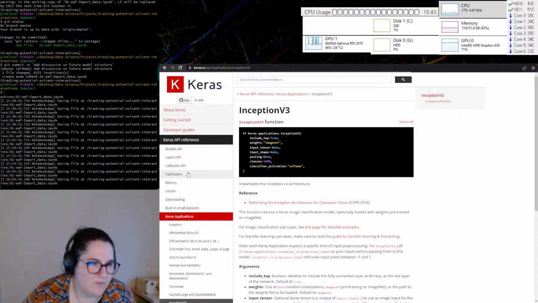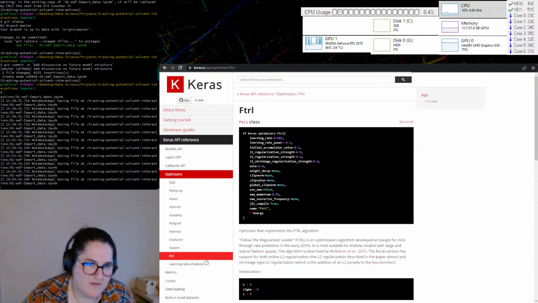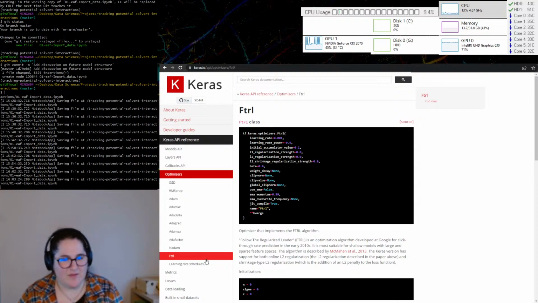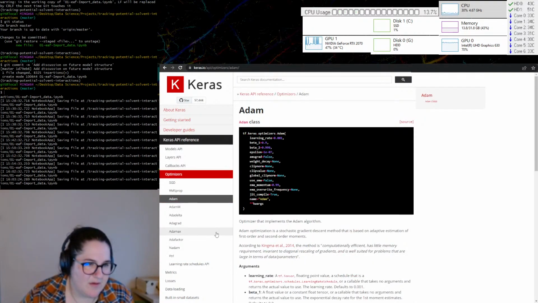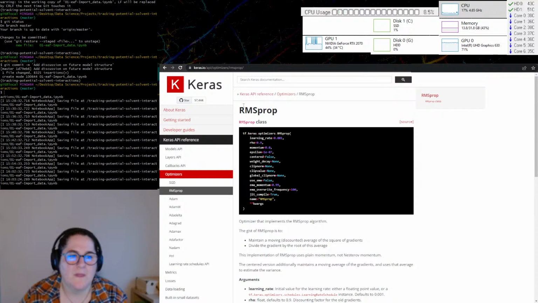Okay. Now we saw the Adam. We saw SGD. So one that's not in here that is in the other one is the LBFGS. But this one is different. Follow the regularized leader. That's really funny. And then we have the Adam, the RMSprop. This would be very interesting. So that's kind of for neural networks.